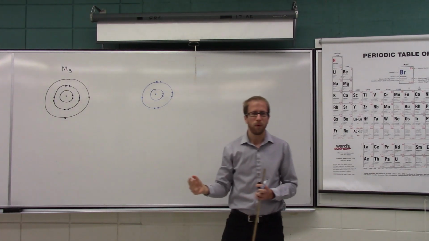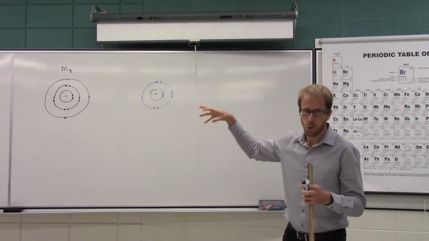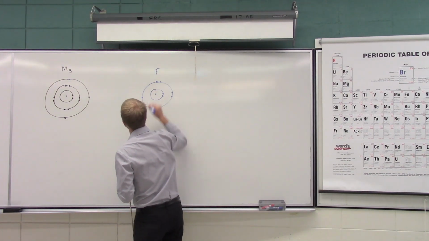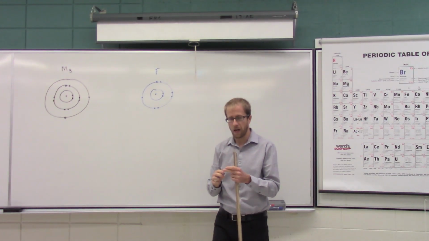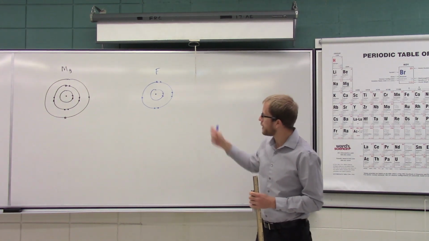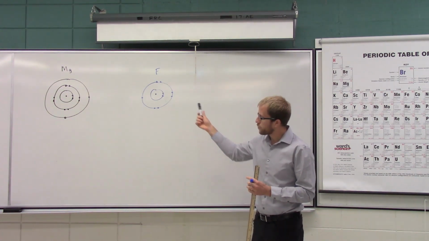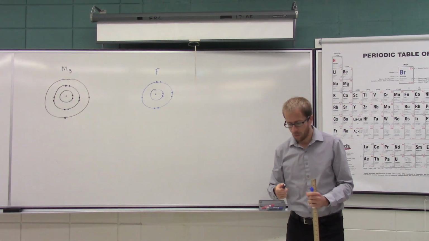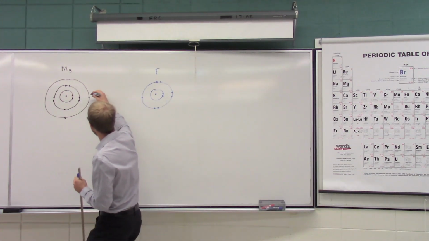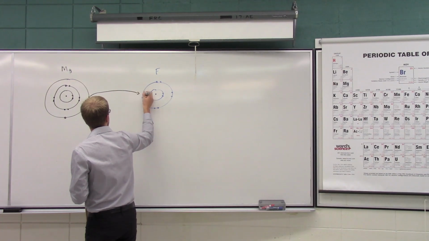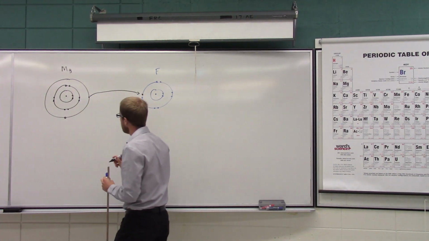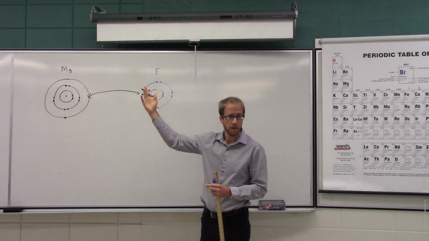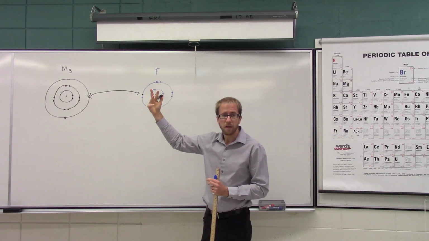Right, in the previous example, sodium gave that electron to chlorine. Now we have a slightly different scenario. We have this magnesium here and this fluorine atom. How many electrons does our fluorine need to receive in order to be happy, to be stable? 1. So if this magnesium gives this electron to our fluorine, we lose this electron here. Our fluorine is now happy. We've gained an additional electron.